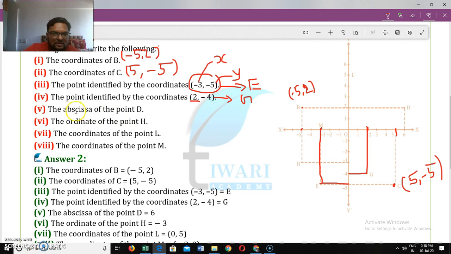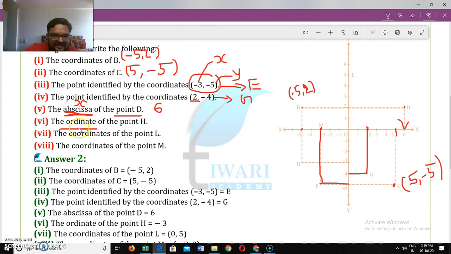Similarly, we want to talk about the abscissa. I did not talk about the abscissa in the beginning. Abscissa means the x-coordinate. So we have to give the x value of the point D. Where is point D here? We have to give its x value. The answer is 6. Here, the D value is 6.